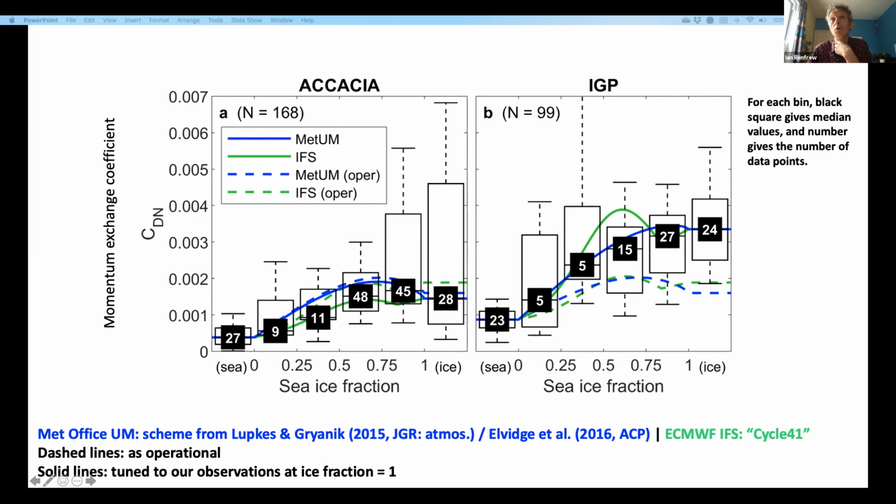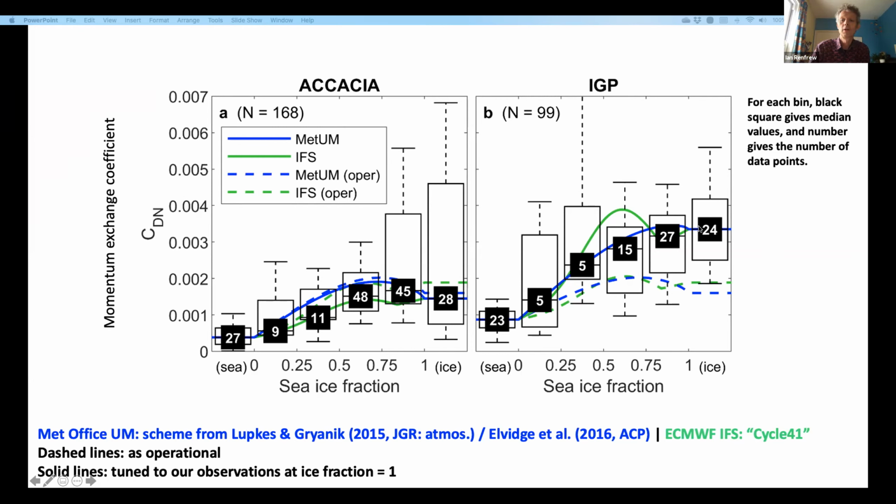So this example on the right here is from the other field campaign I mentioned from 2018. That's the Iceland Greenland Seas Project field campaign. And you can see again, CDN can be represented quite well, especially if we fix the values for this. There's one box here over 100% sea ice. If we use the default values, then we are getting this peak in heat flux in exchange coefficients here, but the value is a little bit low.